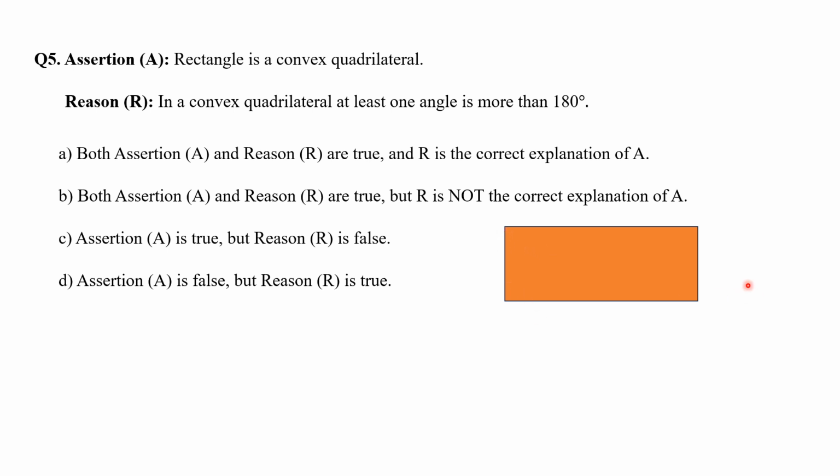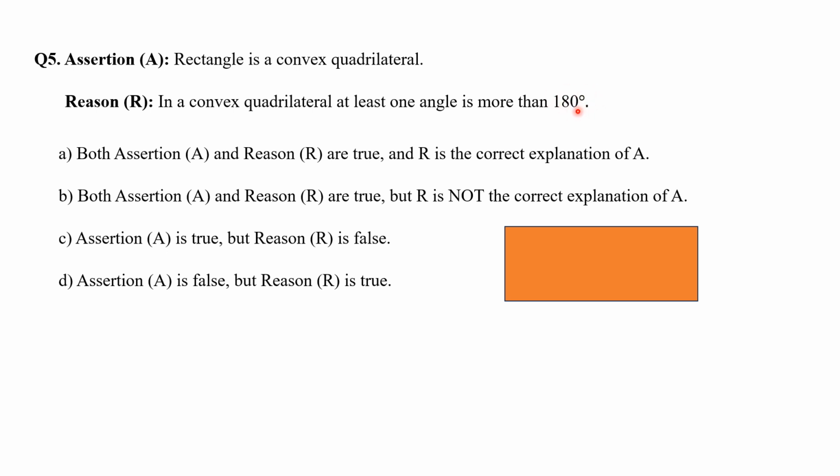Now I have taken the figure of a rectangle, and we know that in a rectangle each angle is 90 degree, right? So it is less than 180 degree. So I can say that rectangle is a convex quadrilateral. So the first statement, assertion, is true. Now, in a convex quadrilateral, at least one angle is more than 180 degree. This is false. In a convex quadrilateral, all the angles are less than 180 degree.